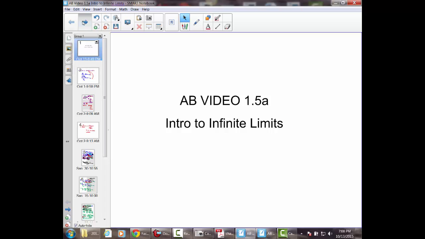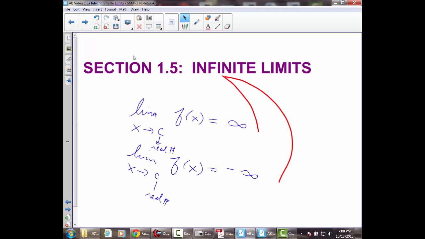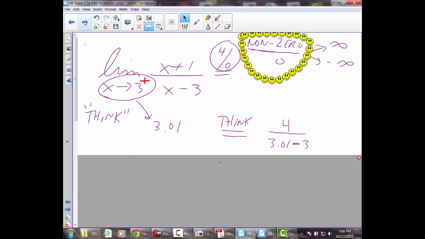Okay, so section 1.5 is called infinite limits, and this means that the answer to your limit is either infinity or negative infinity. So when is this going to happen? This is when it's going to happen: when substitution yields a non-zero over 0.